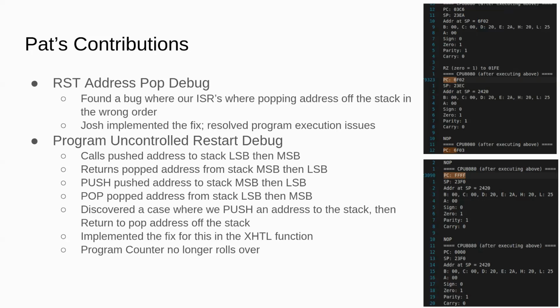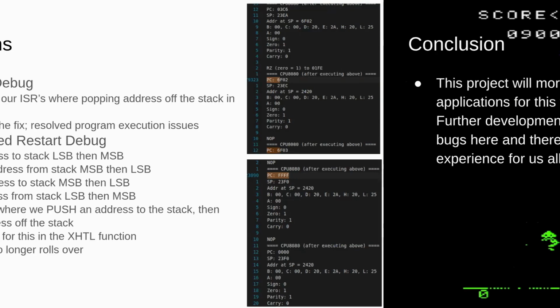So I implemented a fix for this inside of the XHTL opcode function. And once that fix was in place, the program counter no longer gets populated with the incorrect address, and thus it no longer rolls over, and thus we can play the game. And so those were my major contributions for the project.